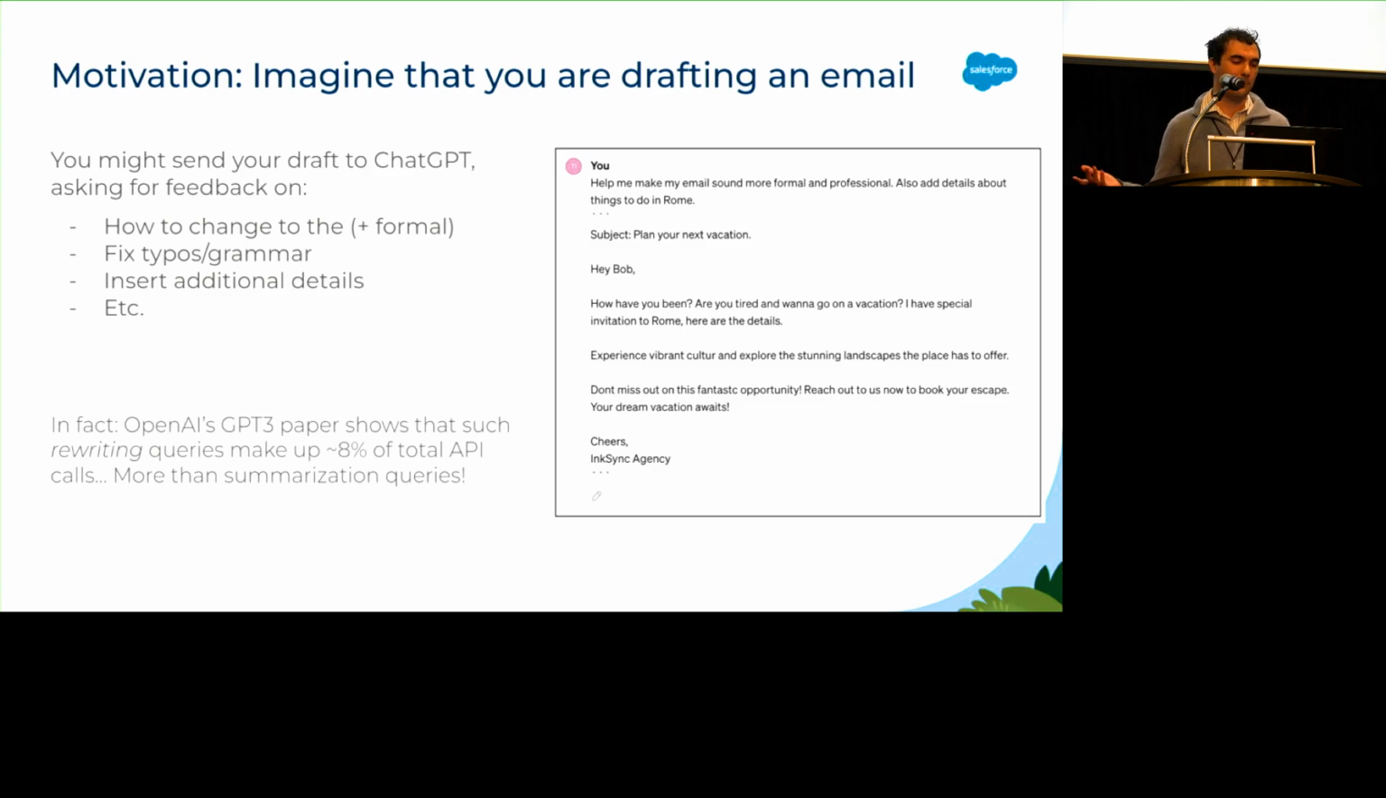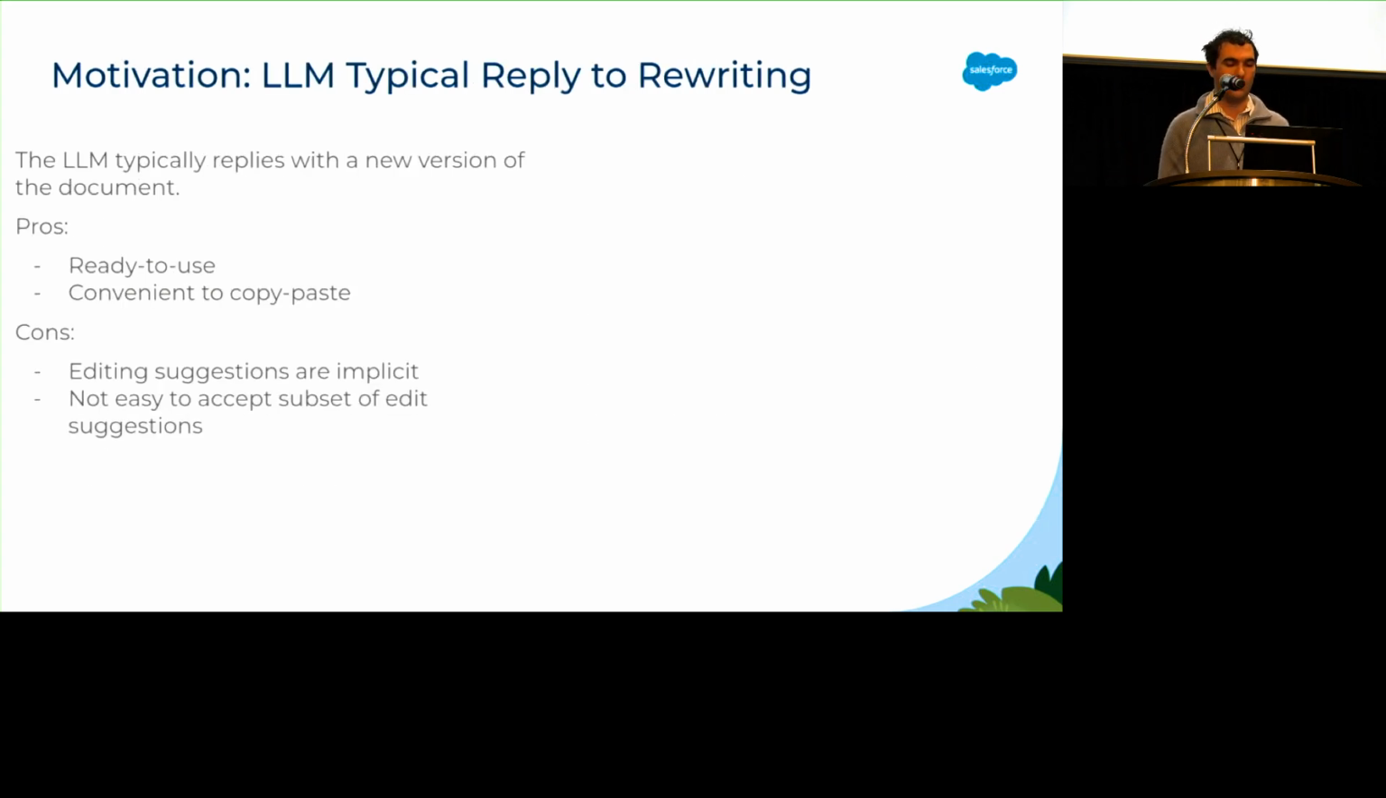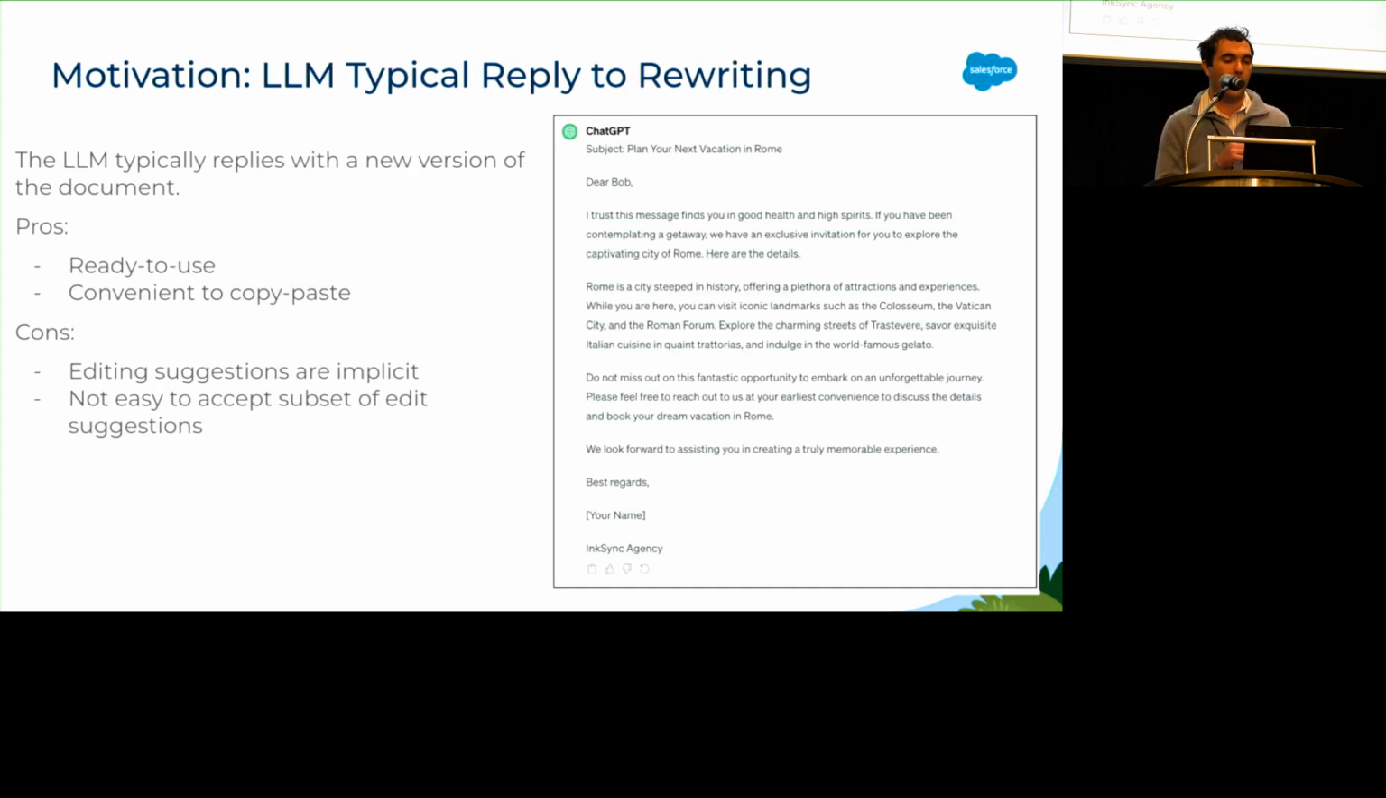Actually, OpenAI doesn't publish much anymore, but in their GPT-3 paper a while back, they showed that rewriting queries made up more than 8% of total API calls, which is kind of mind-blowing, more than summarization. So rewriting, very common. And what happens typically is that the LLM, like ChatGPT, will reply to you with a new version of the document, right? And that's great because it's ready to use.